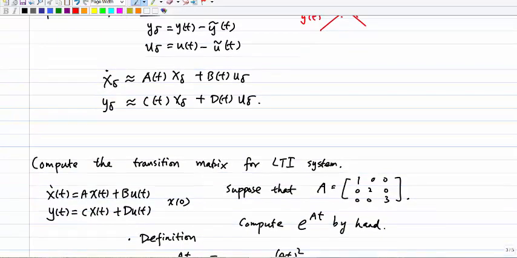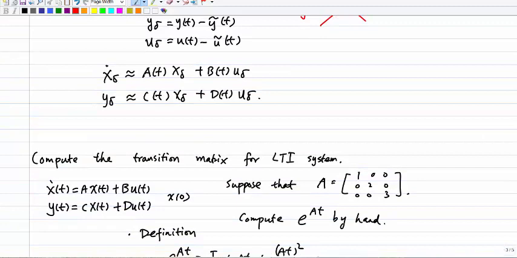Okay, the next question is about the computation of the transition matrix of a linear time invariant system. So the transition matrix we're talking about typically is for a linear time varying system. Actually, because the linear time invariant system is a special case of a linear time varying system, yes, of course, we can also compute a transition matrix for a linear time invariant system. So if I give you a linear time invariant system over here and I give you initial condition x0, and I give some special value of A, for example, a diagonal matrix.